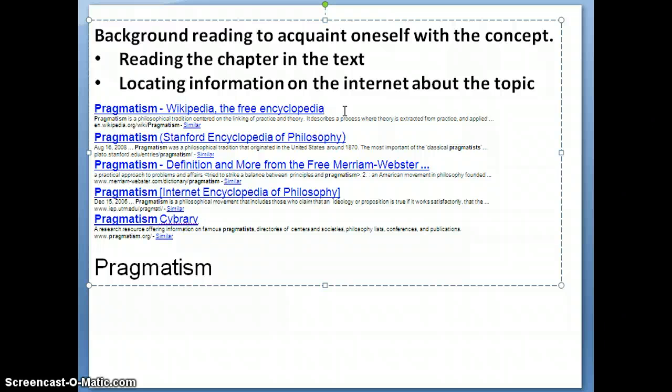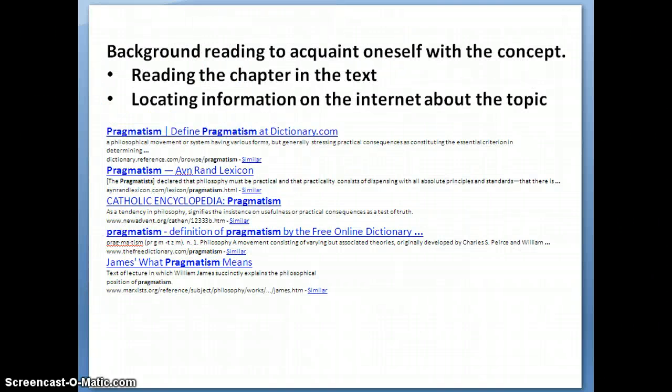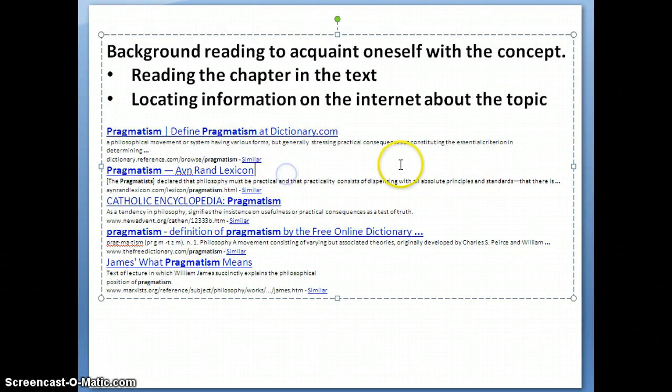but Wikipedia has some problems, and that will be the source of another lecture. But Wikipedia can never be a primary source of information. Okay, here's my other hits right here. Another dictionary. Okay, a little thing that seemed promising called the Ayn Rand Lexicon. I'll look at that later. Another encyclopedia, and then I found another online dictionary, and finally James's What Pragmatism Means. So those were the 10 hits.